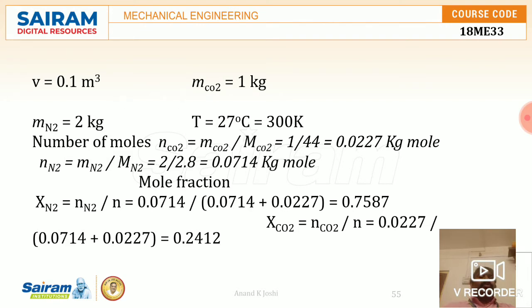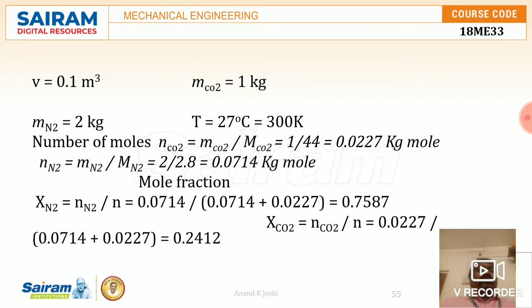Next, what do we have to calculate? The mole fraction. Once we calculate the number of moles, we are supposed to calculate the mole fraction. The mole fraction xN2 is equal to nN2 divided by n. The mole fraction is nothing but the number of moles of each constituent divided by the number of moles of the whole mixture, that is 0.0714 divided by 0.0714 plus 0.0227, so you will get around 0.7587. This is the mole fraction.